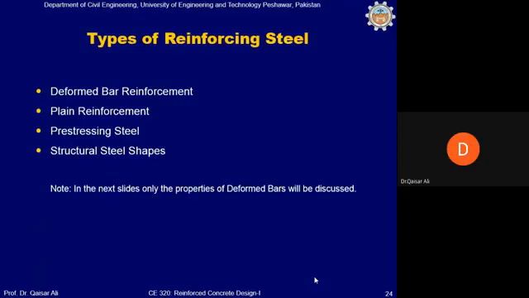Then we have pre-stressing steel, used in a type of concrete called pre-stressed concrete. This we will discuss some other time. And then we have structural steel shapes in the form of girders, I, T, and wide flange sections, which are used in steel structures. We will not be using plain reinforcement, pre-stressing steel and structural steel shapes in this lecture. We will only be using deformed bar reinforcement. So in the next slide, we will only talk about the properties of deformed bar reinforcement.